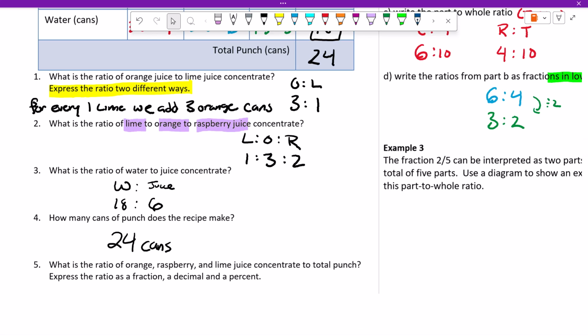So finally, what is the ratio of orange? Actually, let's stop right there. I'll use that as a warm-up for next day before we do the assignment and the other stuff.